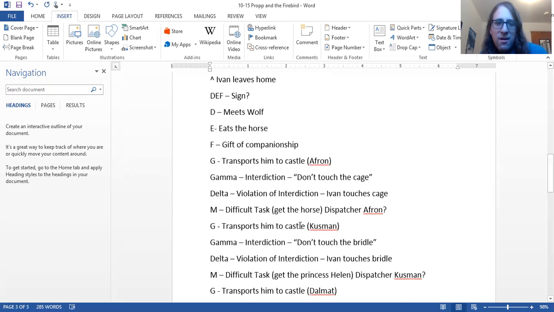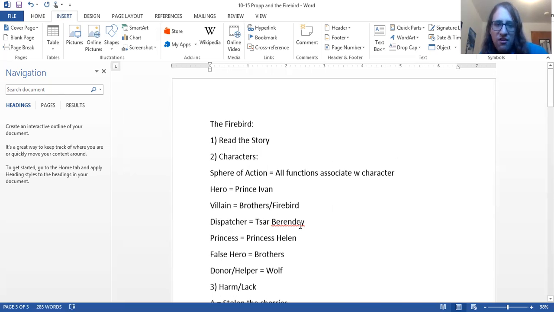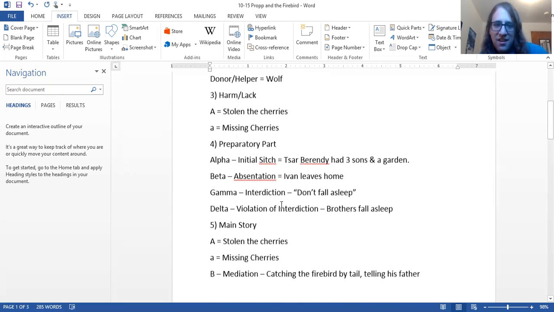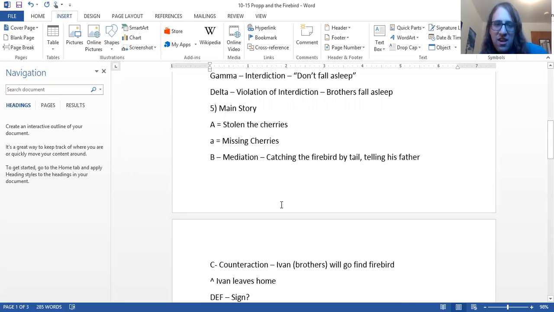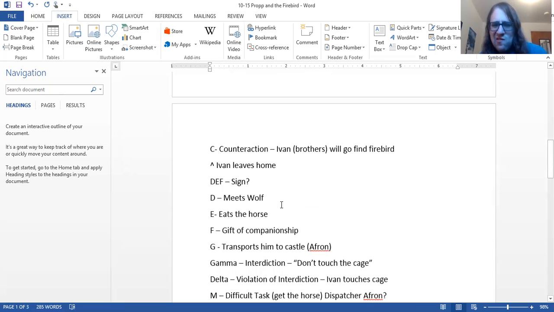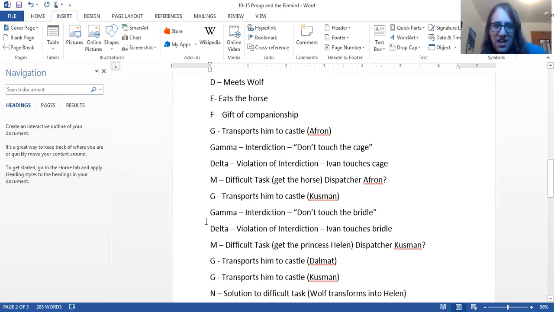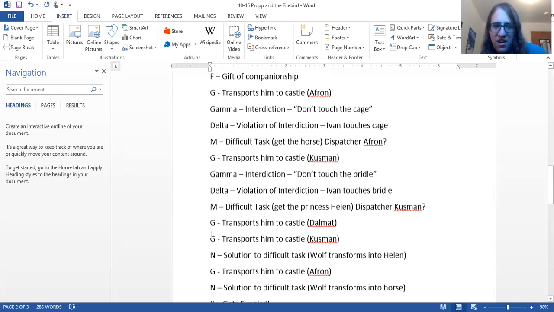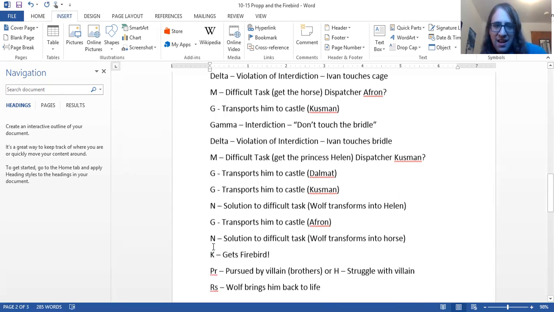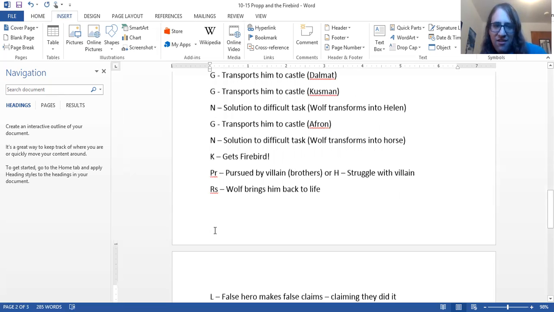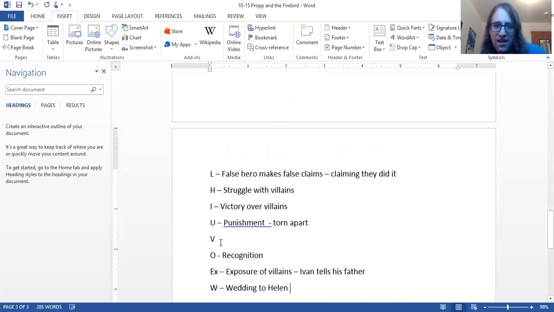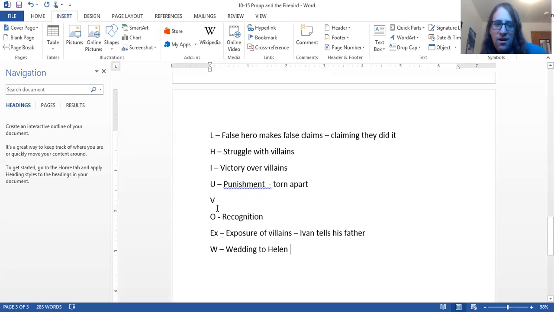So according to Propp, this is a story of the structure alpha, beta, gamma, delta, A, B, C, up arrow, D, E, F, D, E, F, G, gamma, delta, M, G, gamma, delta, M, G, N, K, P, R, S, L, H, I, U, down arrow, O, E, X, W. Or at least that's what Propp would say.